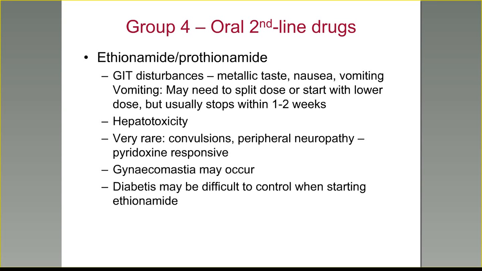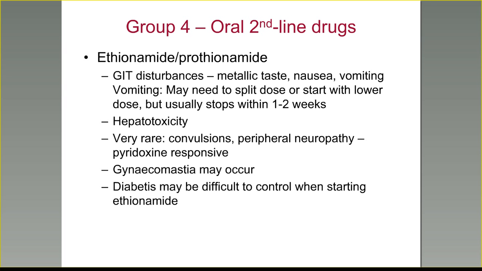So now we're continuing with the group 4 drugs, which is the oral second-line drugs. And you have heard the drug names. It's ethionamide, prothionamide, and then also terizidone or cycloserine, and para-aminosalicylic acid or PAS. We start off with ethionamide. That is what we have, but in other countries there may be no ethionamide but only prothionamide. They are very similar drugs and they have exactly the same adverse effects.